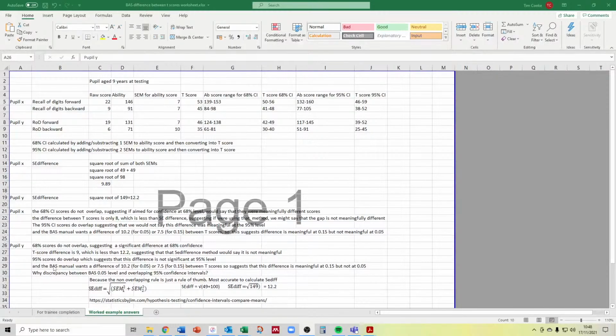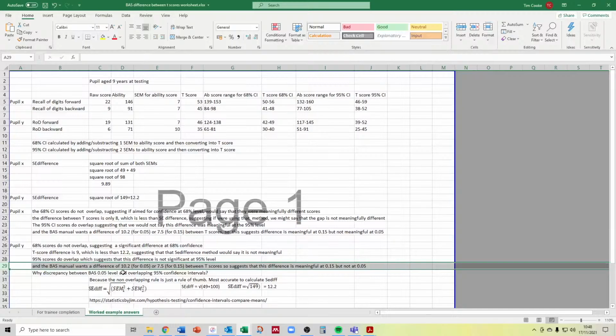But the BAS manual is going to disagree with us, and I'm okay with that because we know that it's a rule of thumb and the standard error of the difference method might calculate something different. The problem that I'm having is that the standard error of difference scores quoted in the BAS manual, as far as I'm interpreting them, and I must be getting something wrong here, are different from what I'm calculating. So the BAS manual, as you can see here, wants a difference of 10.2 for 0.05 and 7.5 for 0.15.